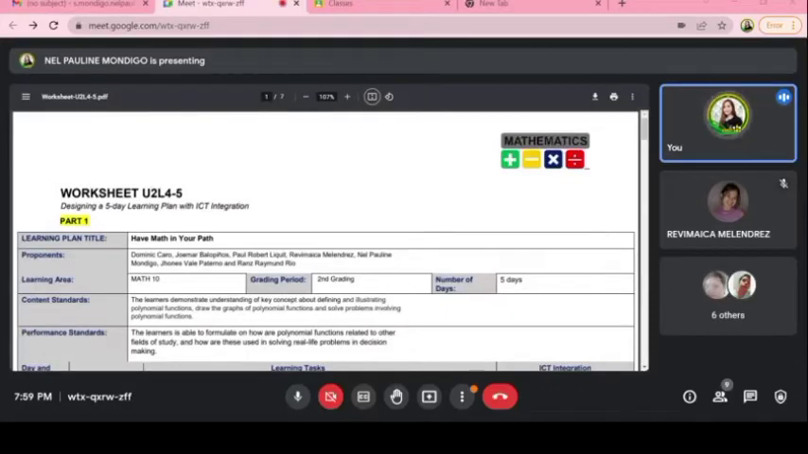Good day, everyone. Today, we will be presenting our 5-day learning plan with ICT integration. Our learning plan title is Have Math in Your Path.